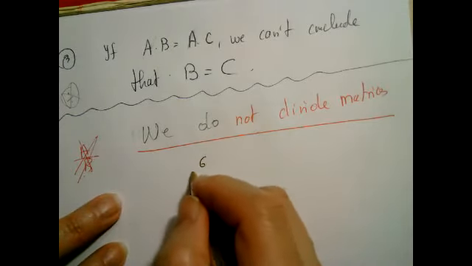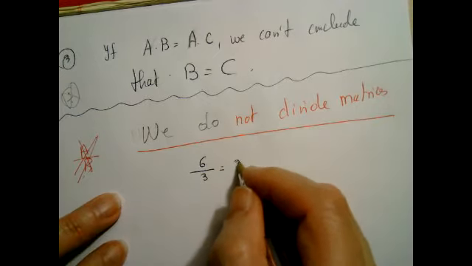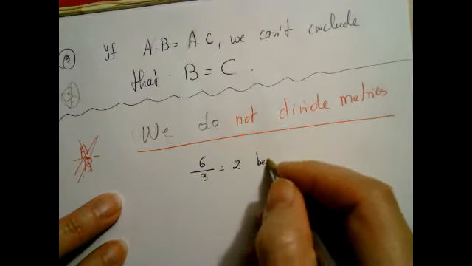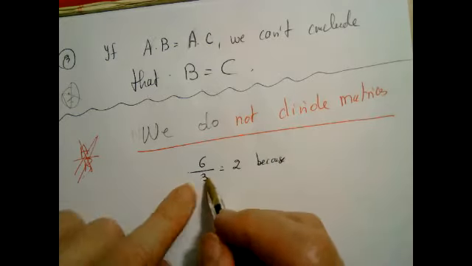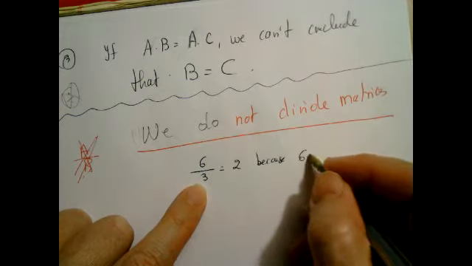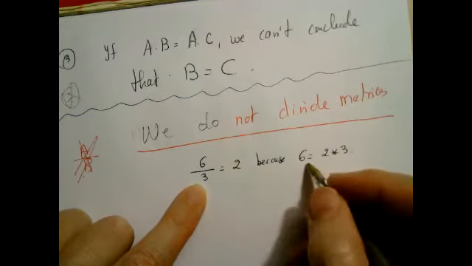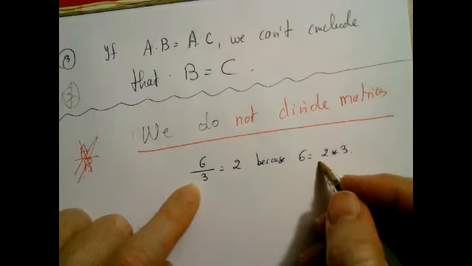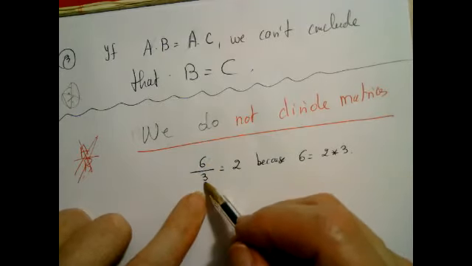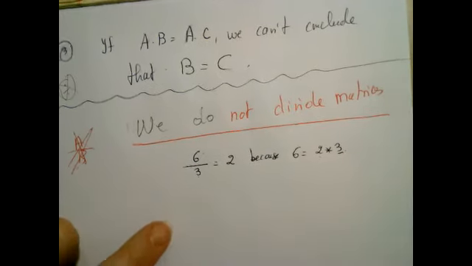If I take 6 divided by 3, it's equal to 2. Because what does 6 divided by 3 mean? It means how many 3's are in 6? There are 2 3's, because 6 is 2 times 3. So the reason is that division is actually multiplication. When I'm asking what's 6 divided by 3, I'm asking what number, when you multiply it by 3, gives you 6.